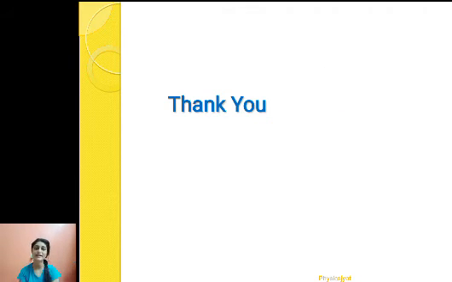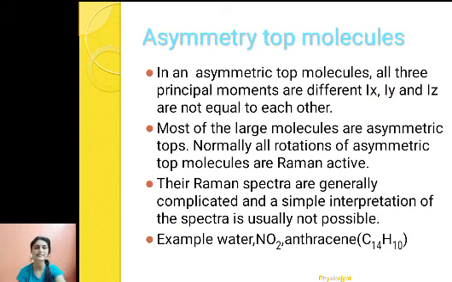Now, that is all about the different kinds of molecules. One is left, asymmetric top molecules. In asymmetric top molecules, all three principal moments are different. In spherical top molecules, we have all three principal moments of inertia equal. In the case of asymmetric top molecules, all principal moments of inertia are different, that is, Ix is not equal to Iy is not equal to Iz, and so most of the large molecules are asymmetric tops, and normally all rotations of asymmetric top molecules are Raman active.